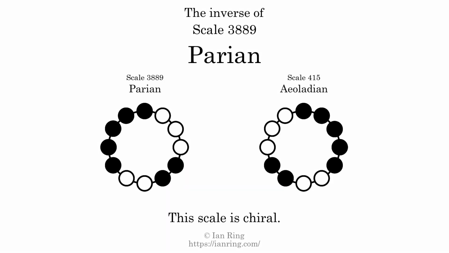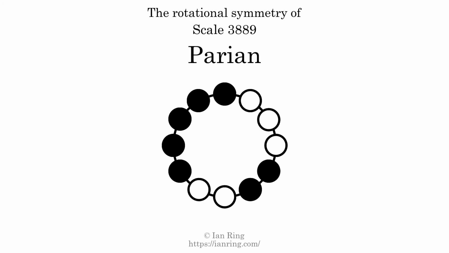The inverse of a scale is a mirror image. It is what you get when the sequence of intervals is reversed. The inverse of this scale is scale 415, also known as Euclidean. This scale is chiral. It cannot transform into its inverse by rotational transformation. This scale has no rotational symmetry.